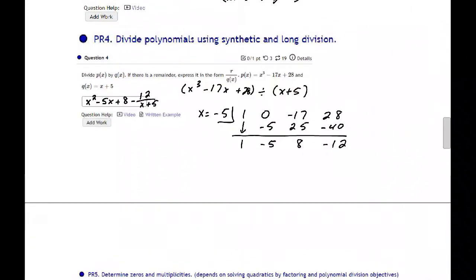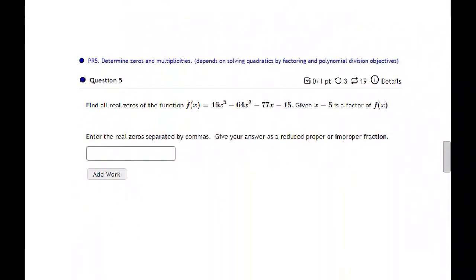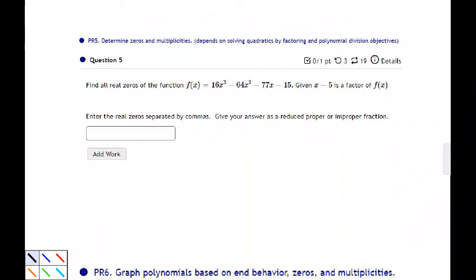All right, PR5, determine zeros and multiplicities. Depends on solving quadratics by factoring and polynomial division objectives. So in question 5, we're told to find all real zeros of the function f of x equals 16x cubed minus 64x squared minus 77x minus 15, given that x minus 5 is a factor of f of x.